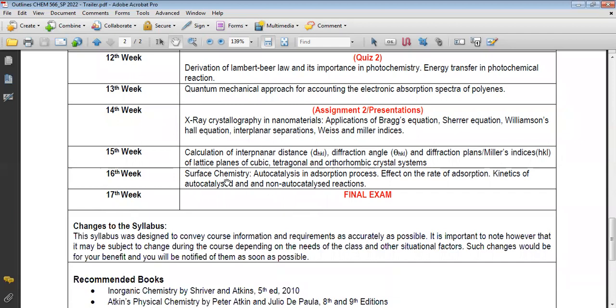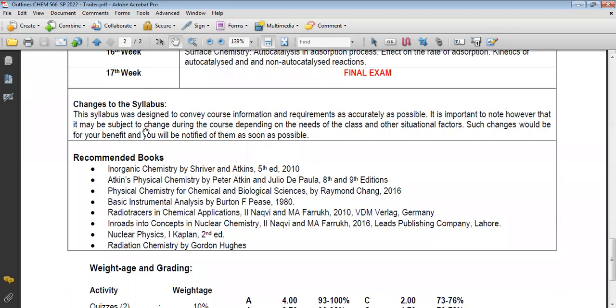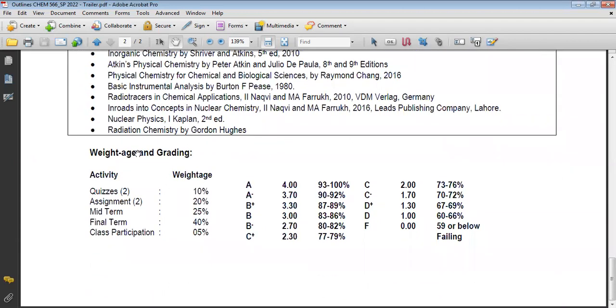At the last, I will cover some surface chemistry, highlighting basically the autocatalyzed reaction and the non-autocatalyzed reaction under the heading of surface chemistry. There may be a little change in the syllabus, so I will notify you as mentioned here. These are the different recommended books, and some are my own books. I will give you the soft copy of these books during the study.